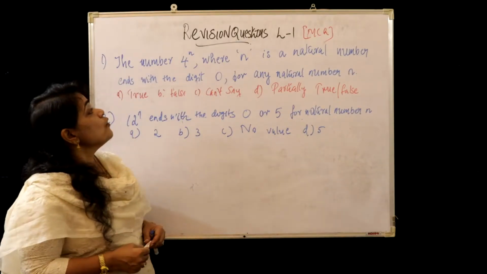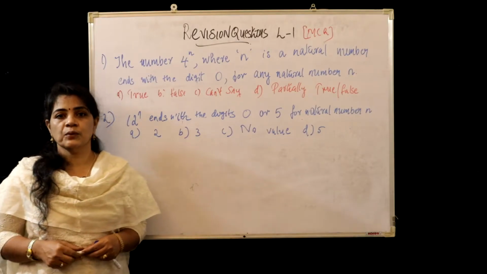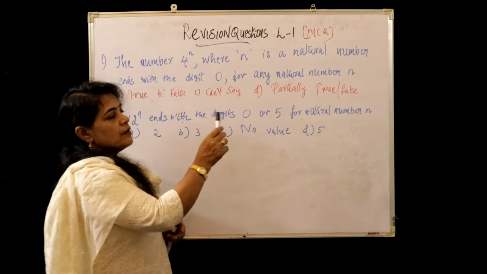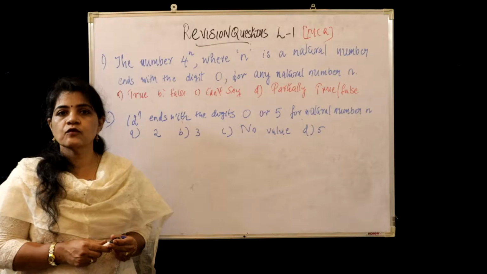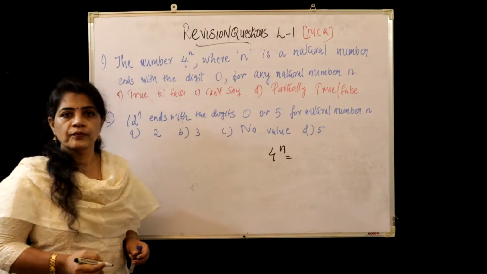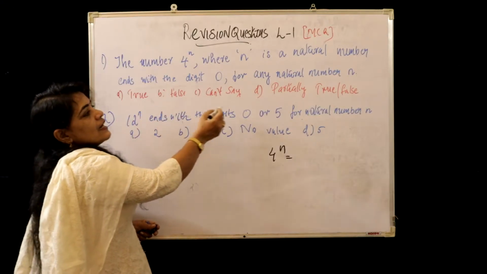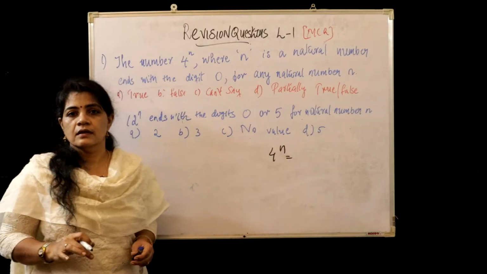The number 4 raised to n, where n is a natural number, ends with the digit 0 for any natural number n. That means we have been given a statement, that 4 raised to n is ending with the digit 0. We have to select the correct option: true, false, can't say, partially true or false.